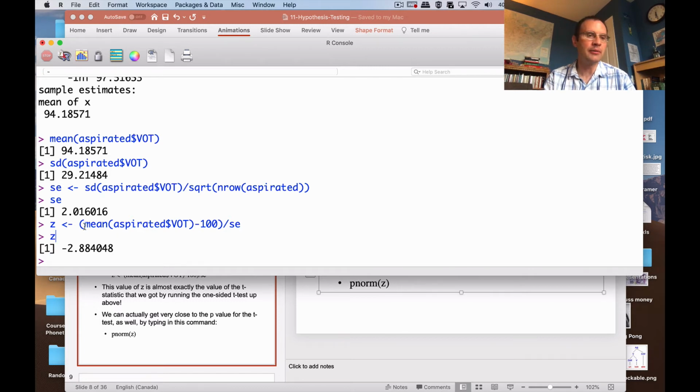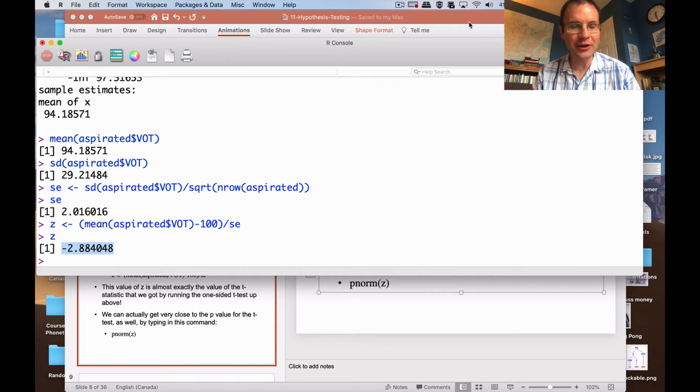Remember that our observed mean is less than 100. Our observed mean is about 94, and our hypothesized mean is 100. So 94 minus 100 is about negative 6, and then we divide that by about 2. Negative 6 divided by 2 is about negative 3. It winds up being not quite that. It's negative 2.88 when you let R do the math for you, but hopefully you can see where that's coming from. So now we have a z-score of negative 2.88.